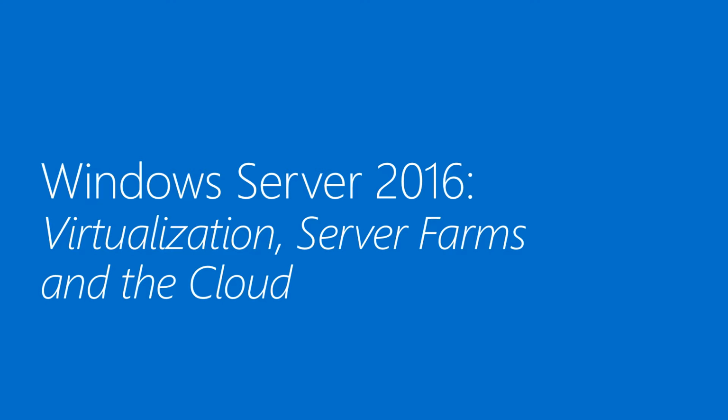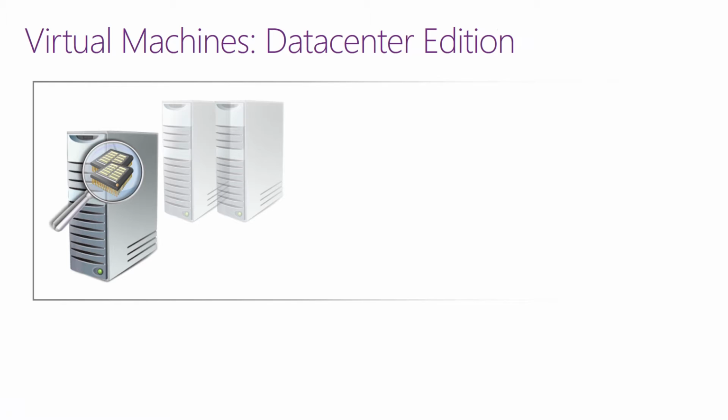Let's now turn our attention to some more advanced concepts of Windows Server 2016 licensing and look at how Windows Server is licensed in a virtualized environment, within a server farm and in the cloud. Here we see a physical server with two 10-core processors running two virtual machines. We're going to start by looking at the licensing of the Datacenter edition of Windows Server 2016. So what are the rules?